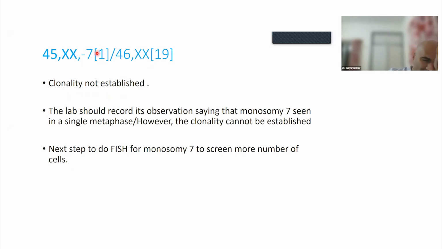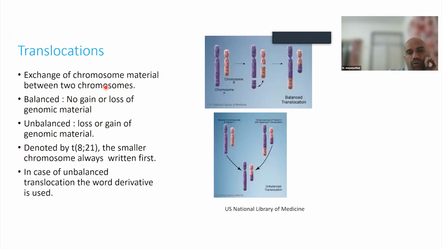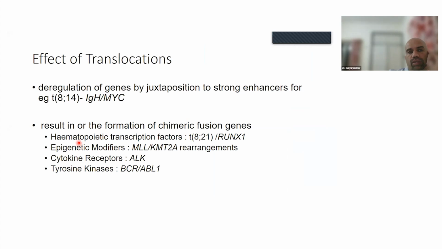So there you have to suggest doing a FISH, wherein you can use specific probes for chromosome 7 and analyze a larger number of cells to prove clonality. Translocation, as I said, is an exchange of material between 2 chromosomes. In a balanced translocation, there is no gain or loss of material, and in an unbalanced one, there is a loss or gain of genomic material.